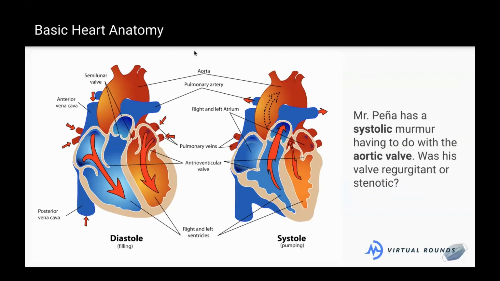Let's do this one now. Mr. Pena has a systolic murmur. So he's over here. What do we think is wrong with his aortic valve? Is it stenotic or is it regurgitant, given that we hear the murmur during systole?